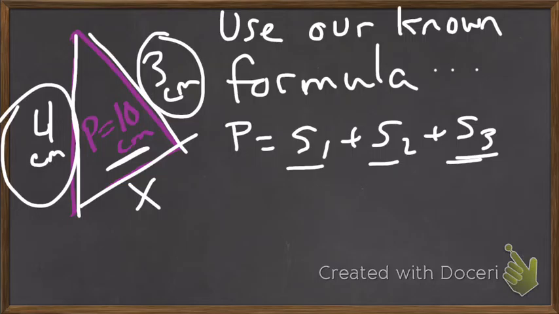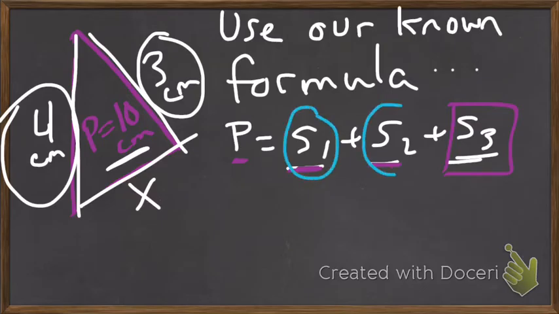So we can do that two ways. We can rearrange it first, or we can put in our values first. We are first going to do it by rearranging it. So we know perimeter, we know side 1, we know side 2, we want to find side 3. So we're going to try to isolate side 3. We do that by bringing the other values to the other side. So we're going to take side 1 and side 2, and we're going to bring them over here.